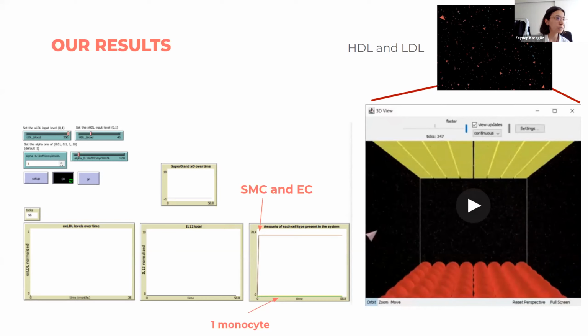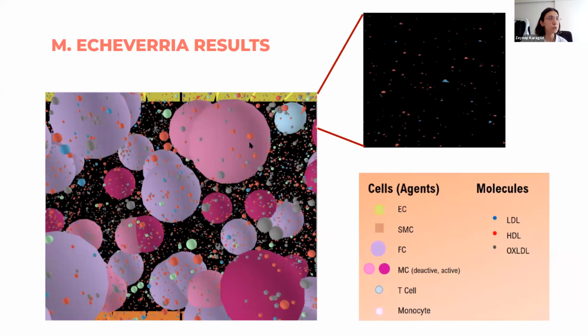So you see, for example, here the total amount of smooth muscle and endothelial cells that we have, and one single monocyte, which you saw moving around in the simulation. But as I said, this wasn't enough, so we used Marina's code, and in the proper code, you could actually see all the different agents. So all the monocytes, foam cells, T cells, LDL and HDL molecules accumulating over time.